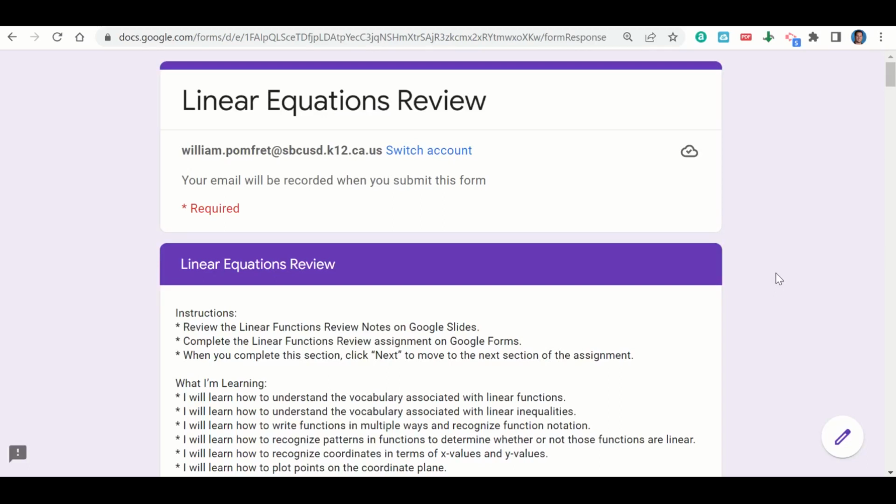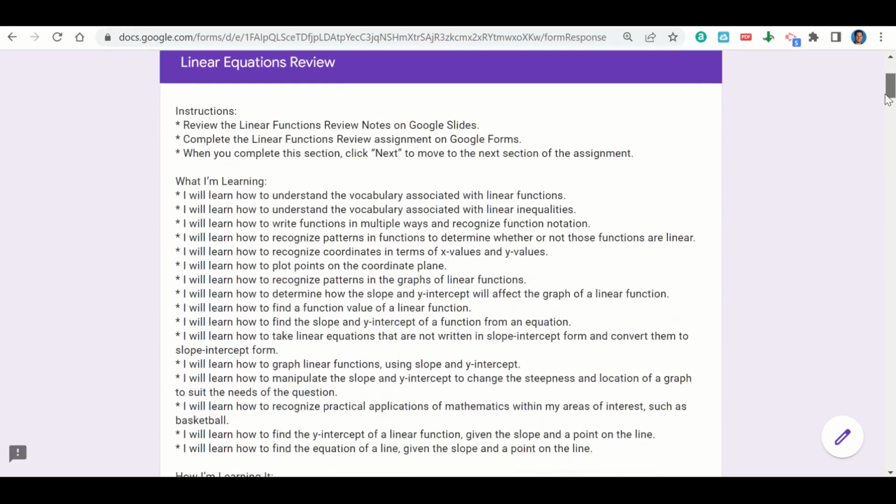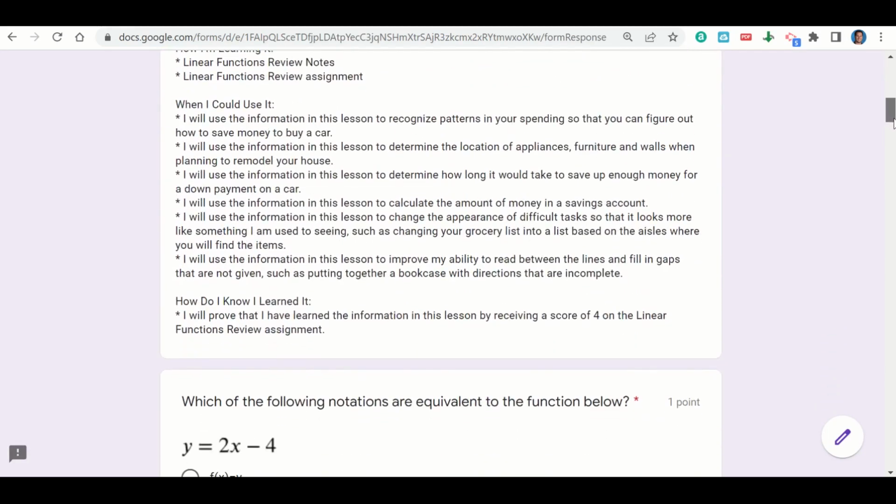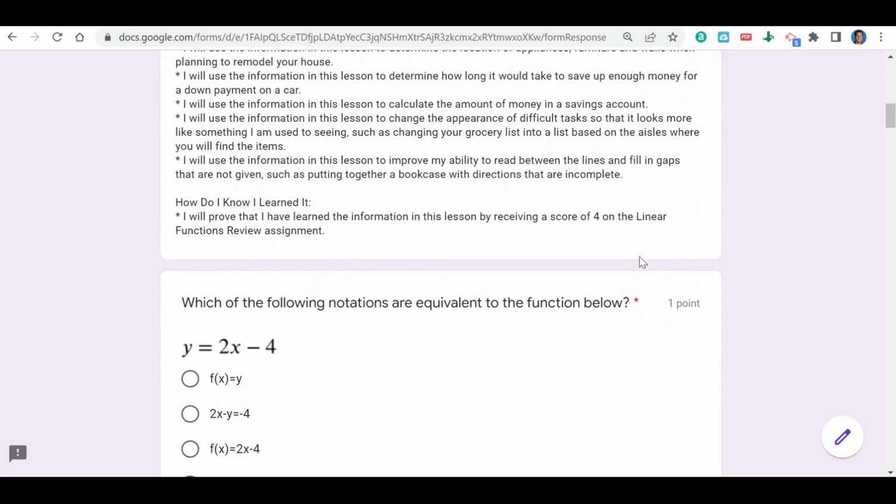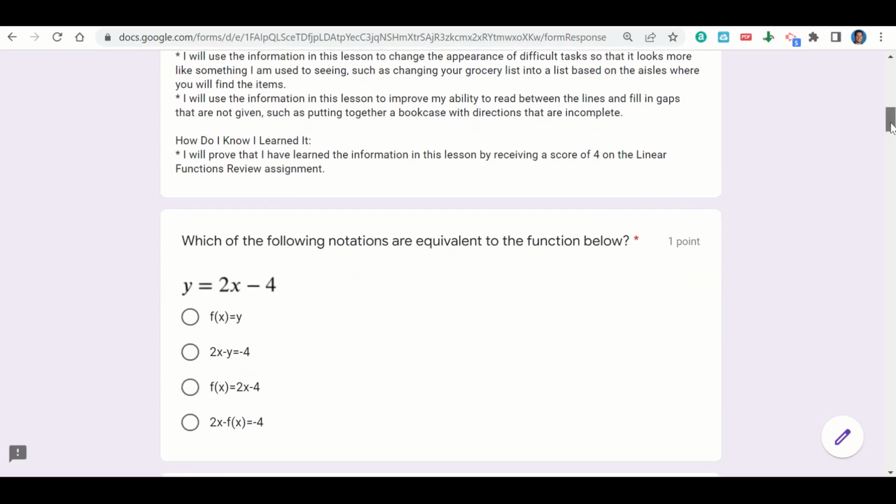Let's take a look now at the linear equations review assignment. So the assignment begins with the learning goals and success criteria here. And then it begins to ask some questions, and you'll answer each of these questions. Now these questions are from everything we've learned so far in this unit. So the first one says, which of the following notations are equivalent to the function below? It says y equals 2x minus 4. And what we should remember is y and f of x mean exactly the same thing. So all I would do is change y to be f of x. So this should say f of x equals 2x minus 4. And that's this one here.